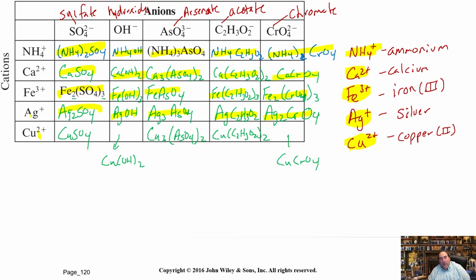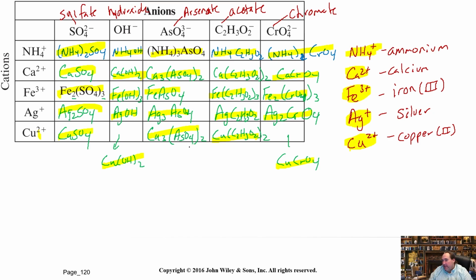Here we go. Copper, Roman numeral 2, sulfate. Copper, Roman numeral 2, hydroxide. Copper, Roman numeral 2, arsenate. Copper, Roman numeral 2, acetate. And copper, Roman numeral 2, chromate. So hopefully you had those names down correctly as we went through them.